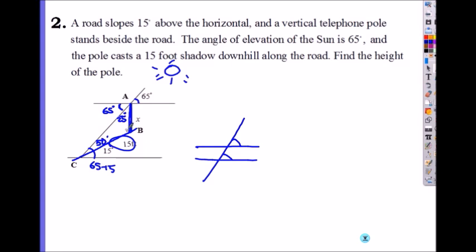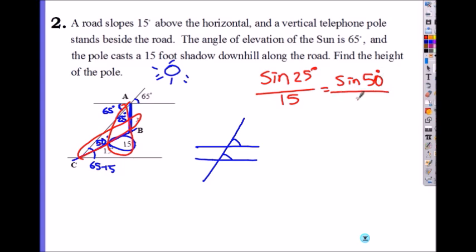Why? Do you see how we have a matching side and angle? 25 goes with 15. If you're looking for the length of side, that goes with 50. Right? So how do you set up the law of sine? Sine of 25 degrees equals 15 here, equals sine of 50 over x.